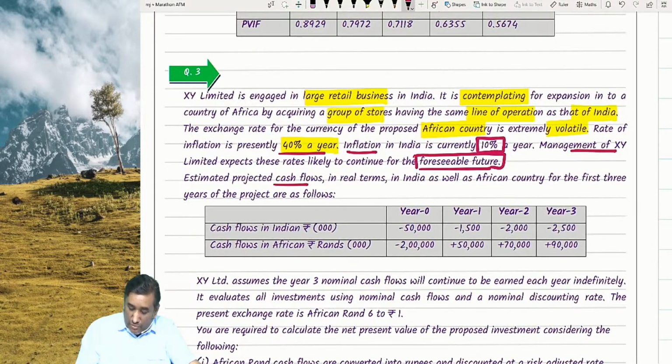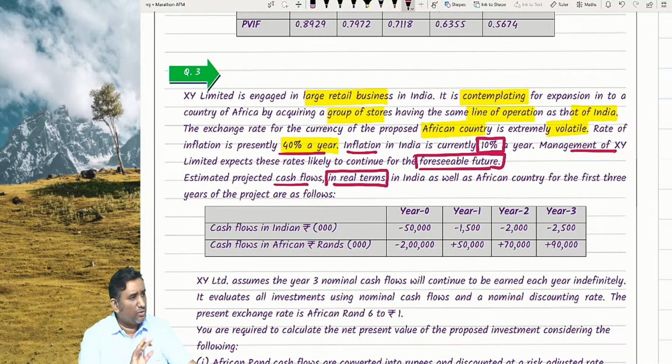Estimated projected cash flows in real terms. Now the moment it comes, start assuming he'll talk to you about real and nominal. You have to change your gears in the exam. Same question he could have given in capital budgeting, same thing he can give in some other topic. The moment he uses real, your mind should shift: real cash flow, real discount rate, nominal cash flow, nominal discount rate. Now how the question will adjust, that you have to see.